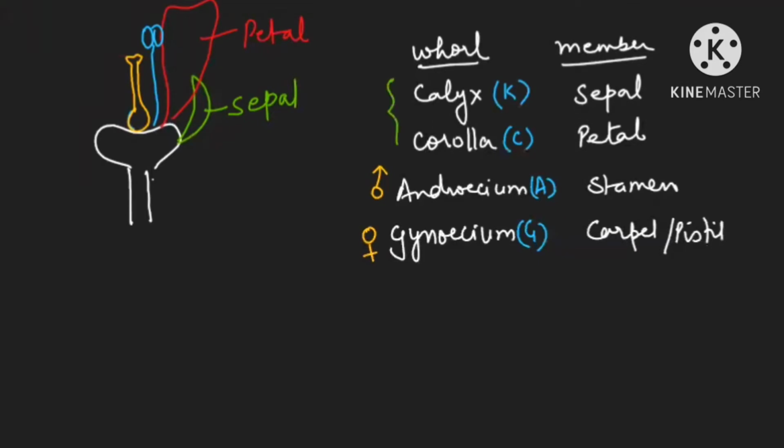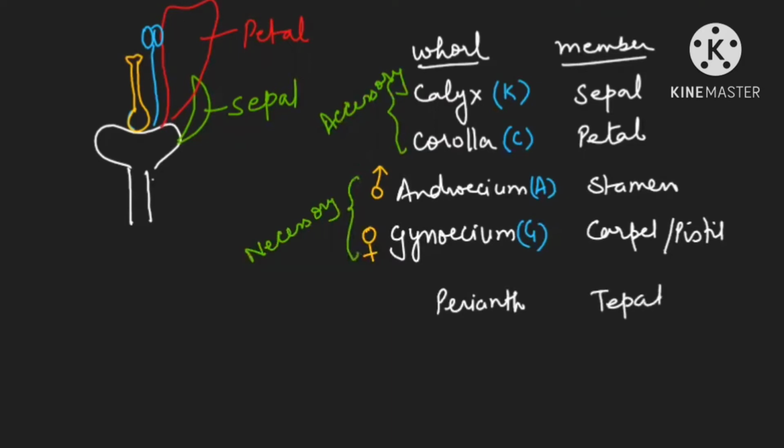So let me write it here. These two are your accessory whorls, and these two are your necessary whorls. Now sometimes what happens, you cannot find calyx and corolla. Calyx and corolla are not differentiated. Then instead of calyx and corolla, we will find one whorl that is known as perianth, and the member is known as tepal.